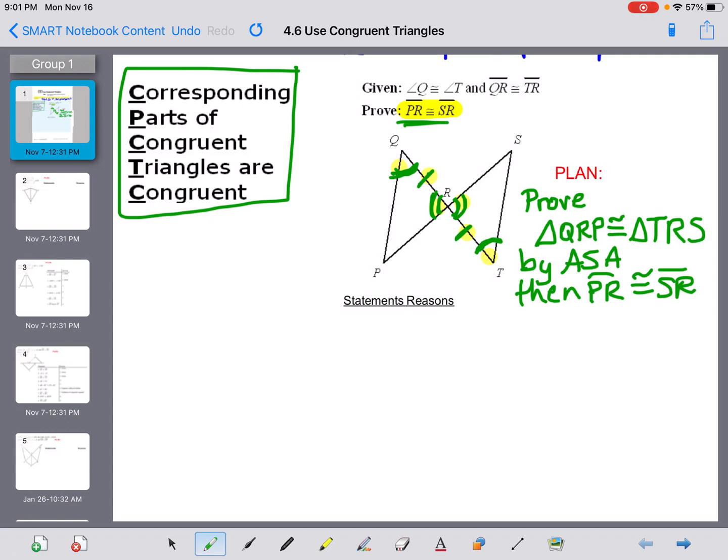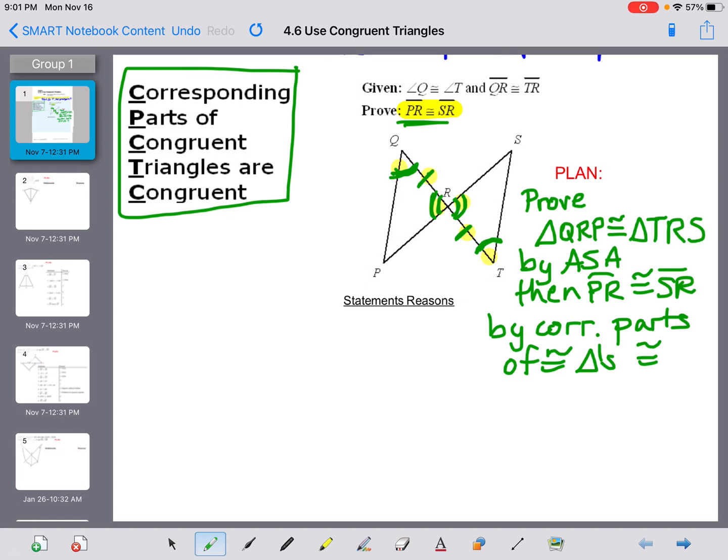So we're going to say then PR is congruent to SR by, and you see my abbreviation, corresponding parts of congruent triangles are congruent. Okay, so we kind of shortcut that. Now, what I just gave was the plan. Now we need to do the proof.